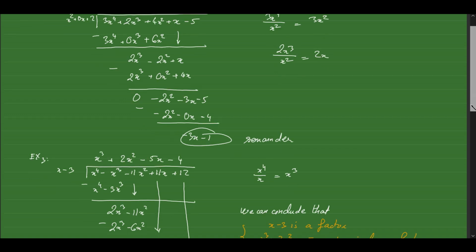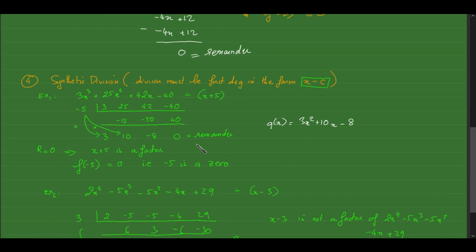Okay, how about this one right here? This is very interesting. So far, all the c values over here are real numbers. In this case, it's negative 5 and 3, right? What if the c value is not a real number? What if it's a complex number? What if I want to divide this?